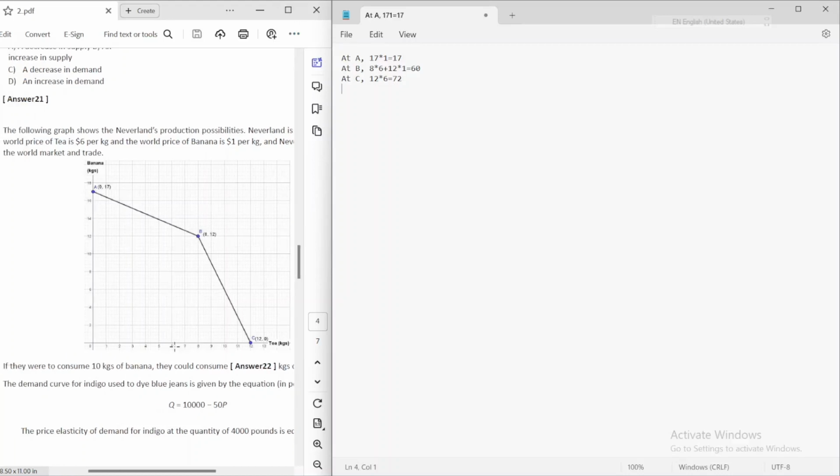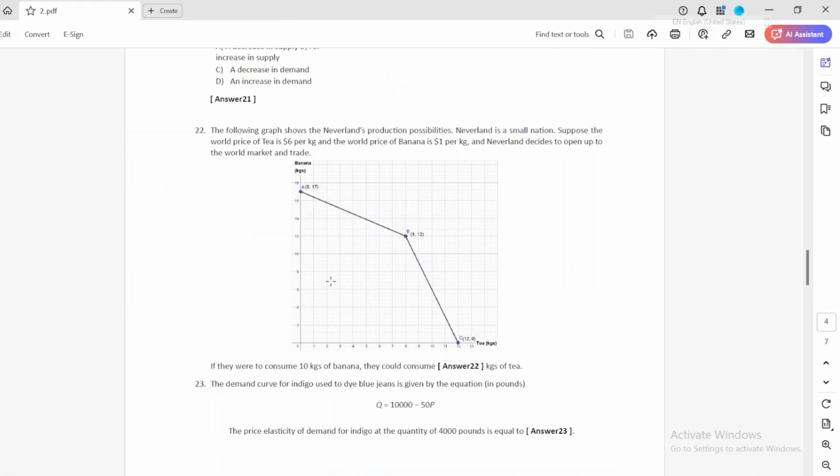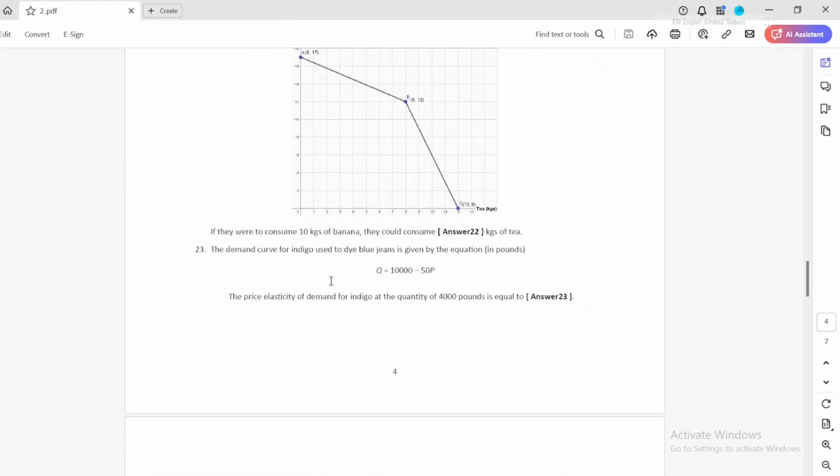Now you have to subtract the price for the 10 kg of banana, because you're going to consume 10 kg of banana. So you need to subtract 10 times 1, and this is 62. Now to obtain the amount of tea, you have to divide it by the price for tea, that is 6, and you will get 10.33. Okay, so this is the amount of tea. This is your answer. Let's move on to the next question.